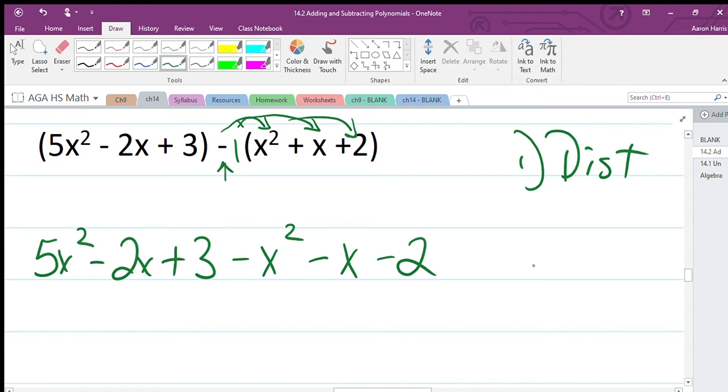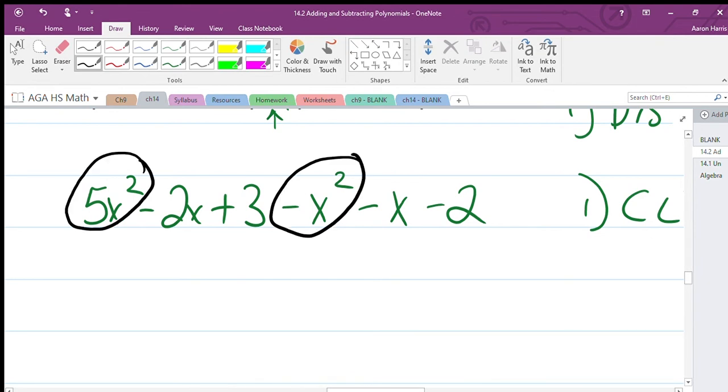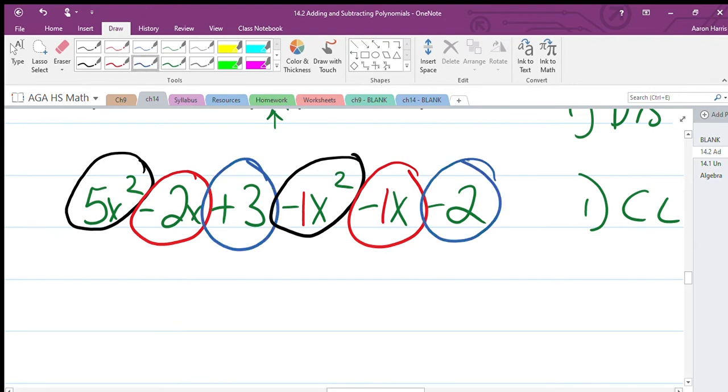So now I'm just going to do what? Combine the like terms. Notice I just go through and I circle all the ones that are in the same immediate family. So 5x squared is the same as x squared. This is a negative 1 right there. All right, so negative 2x, negative 1x, they go together. And then I have constants, a positive 3 and a negative 2.